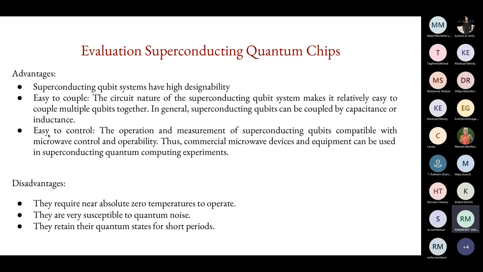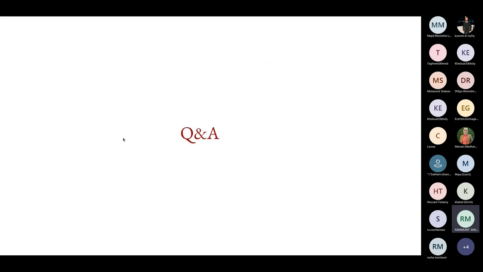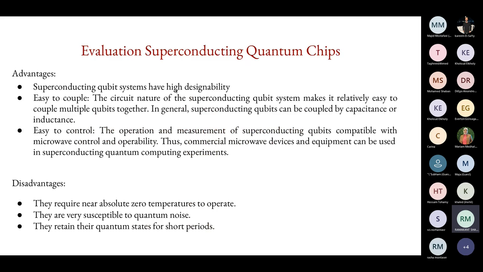Something else is that with the technology that we have today, it's easy to control these quantum chips. We have the electronics for it. We have the technology for it. The operation and measurement of superconducting qubits are compatible with microwave control and operability. So commercial microwave devices and equipment can be used in superconducting quantum computing experiments.